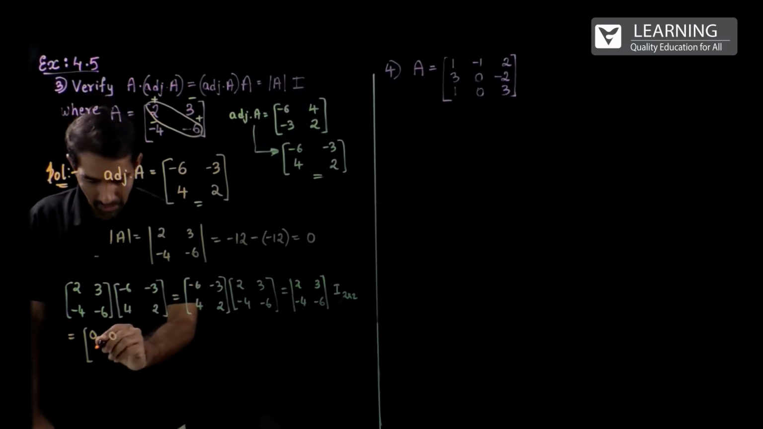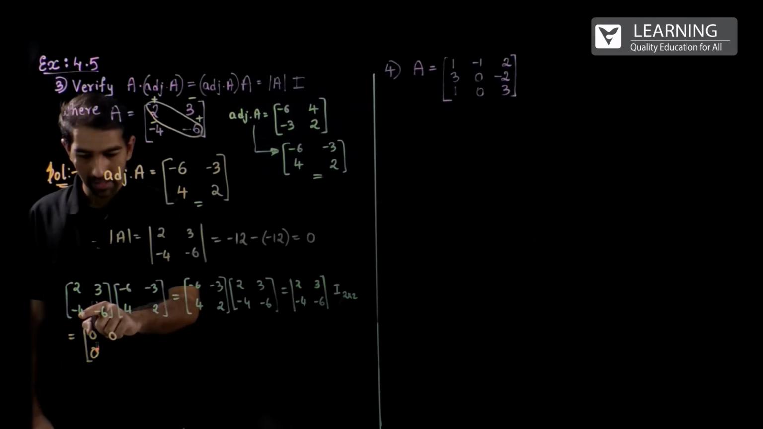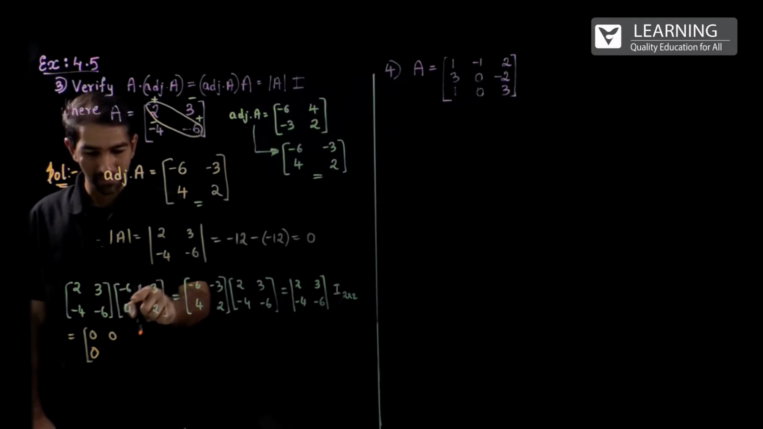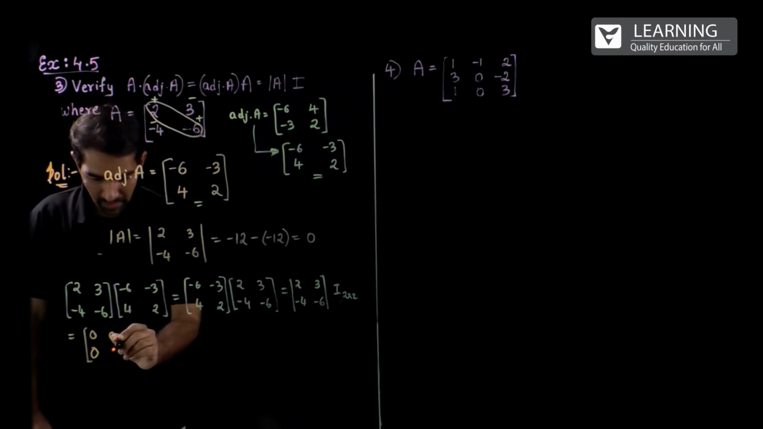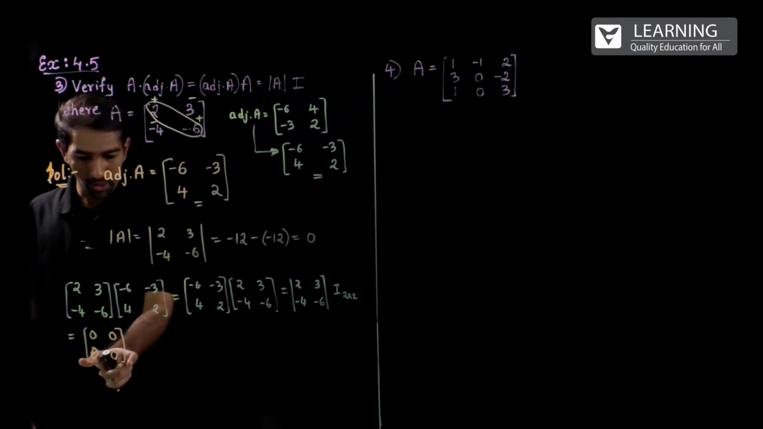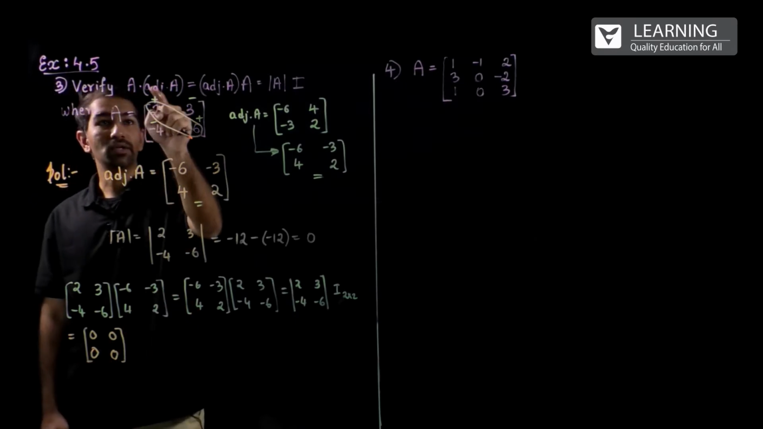Plus 24 minus 24 is again 0. Minus 4 minus 3 is minus 12. Minus into minus is plus 12. Minus 6 into 2 is minus 12. So again we will be getting here 0. So this is the product of A into adjoint of A.